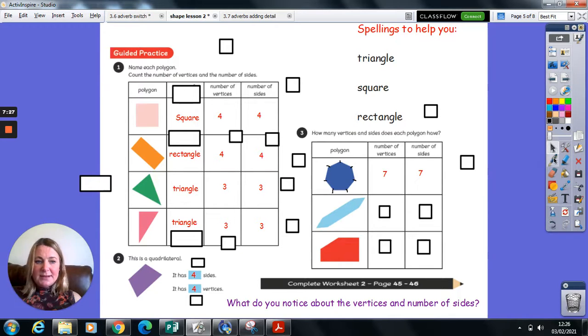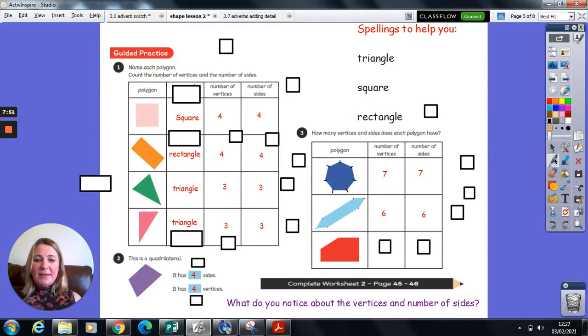On this one, again, let's count those vertices together. 1, 2, 3, 4, 5, 6. It has 6 vertices, so therefore it must have 6 sides.